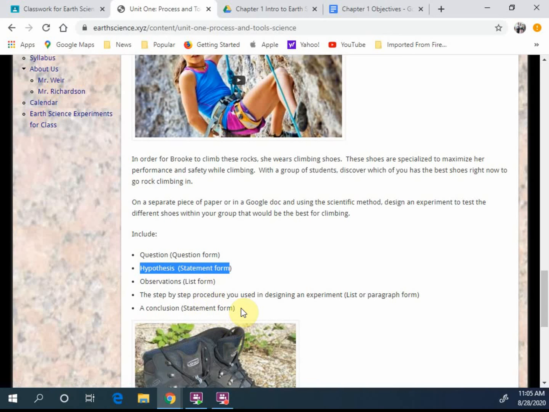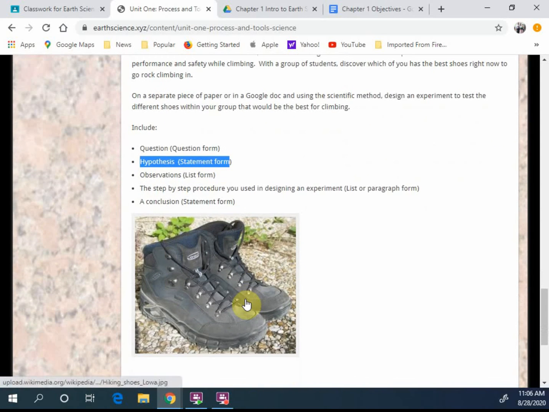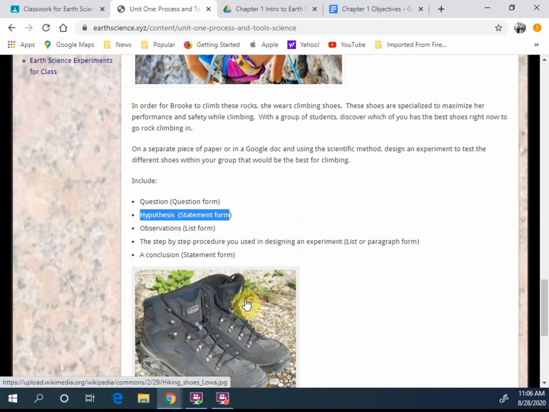Then that shoe is going to be tested against others in the class. That would be it for this lecture and lab. It's going to be an in class lab, no paper assignment.